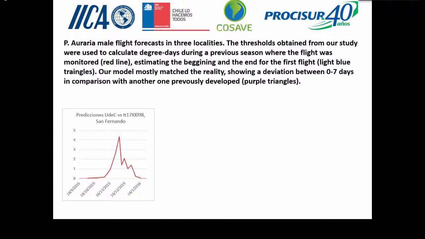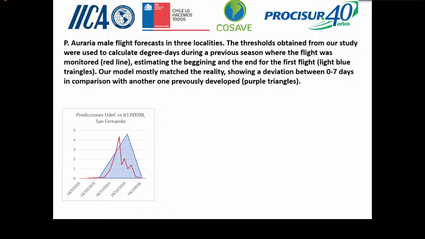So we've done a flight forecast in three areas of the central region. The thresholds obtained in the study were used to calculate degree days during previous seasons where the flight was monitored. That's the red line, where we were able to register the flight of the males. So the red line shows the true behavior or trend out in the field. And then we've calculated the beginning and the end of flight that was forecasted and observed. And we see that there's a significant overlap or coincidence, and we see that in the triangles.